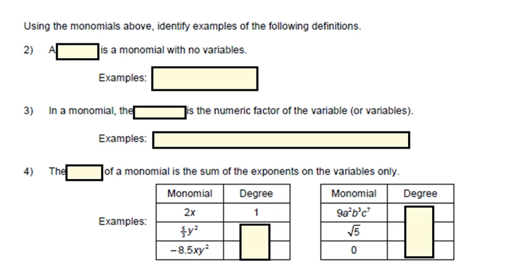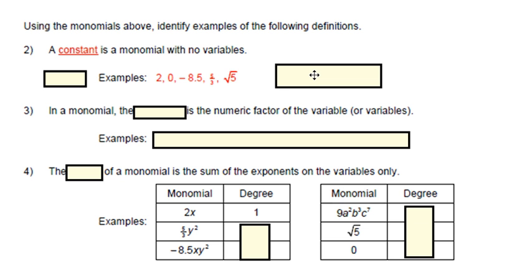Now we want to go through and look at some of the vocabulary terms that were on your vocabulary wall list. The first one says, a blank is a monomial with no variables. So that means I have just a number. And if I have just a number, that is a constant. From our previous examples above, these were some of the constants. We had a 2, we had a 0, we had a negative 8.5, we had a 5/3, and we had the square root of 5. Notice those were terms that had no variables, and I'm going to refer to those as constants.